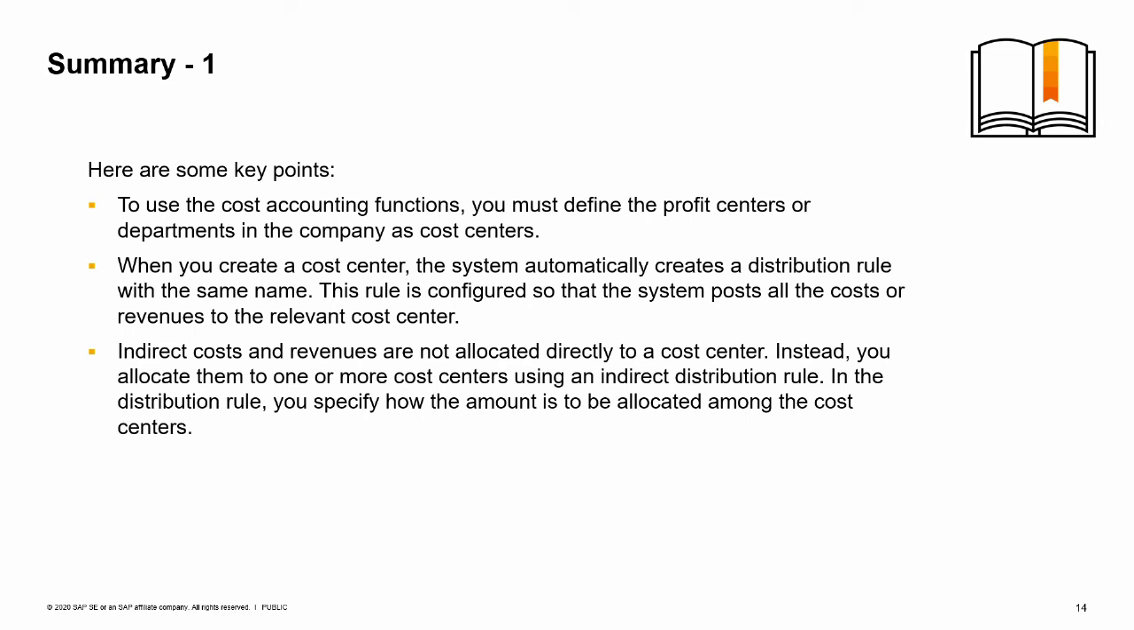To use the cost accounting functions, you must define the profit centers or departments in the company as cost centers. When you create a cost center, the system automatically creates a distribution rule with the same name. This rule is configured so that the system posts all the costs or revenues to the relevant cost center. Indirect costs and revenues are not allocated directly to a cost center. Instead, you allocate them to one or more cost centers using an indirect distribution rule. In the distribution rule, you specify how the amount is to be allocated among the cost centers.